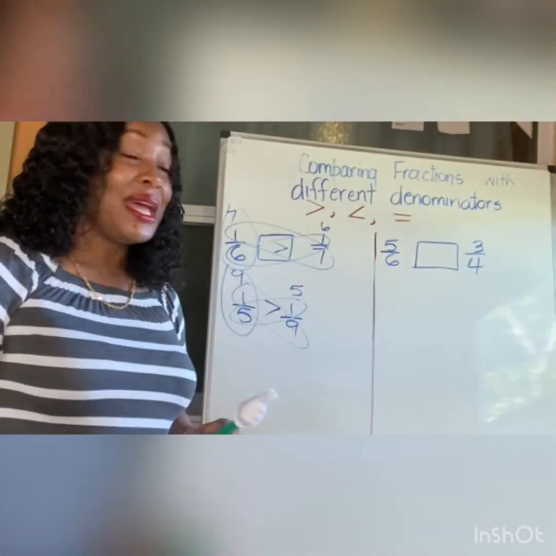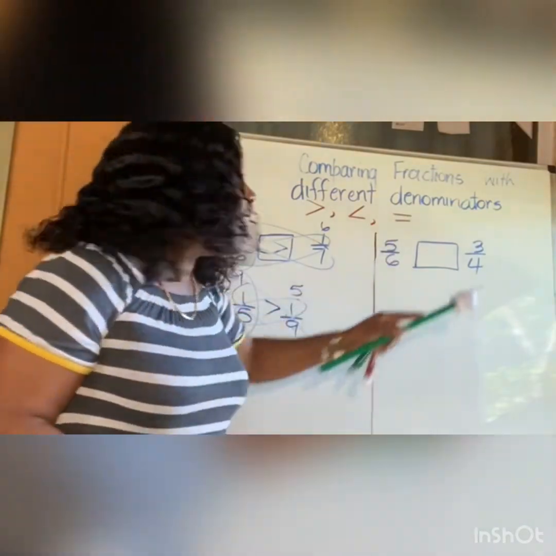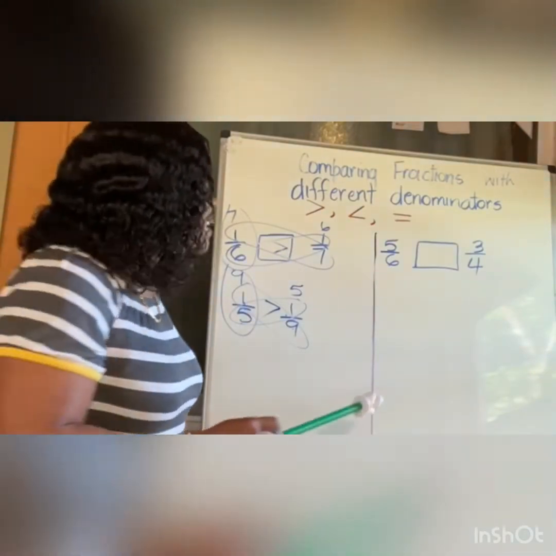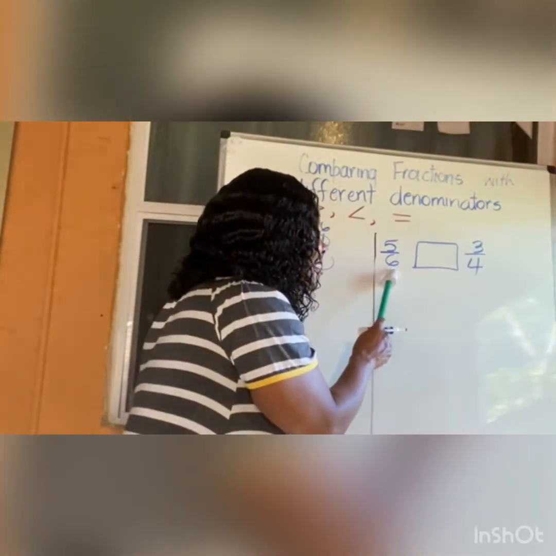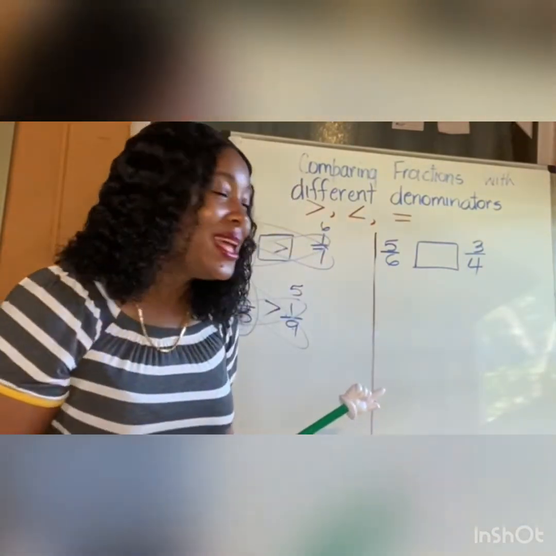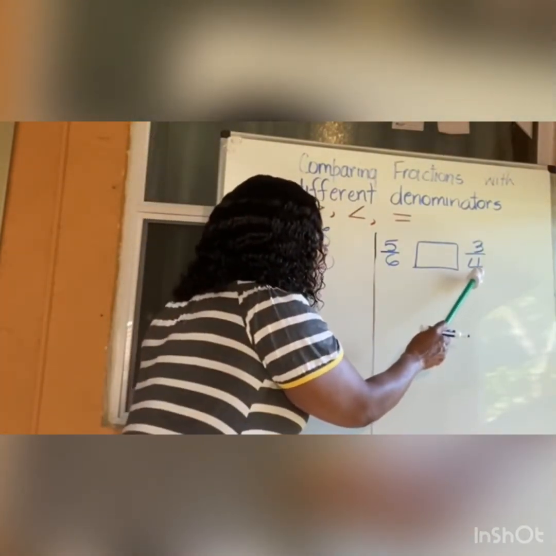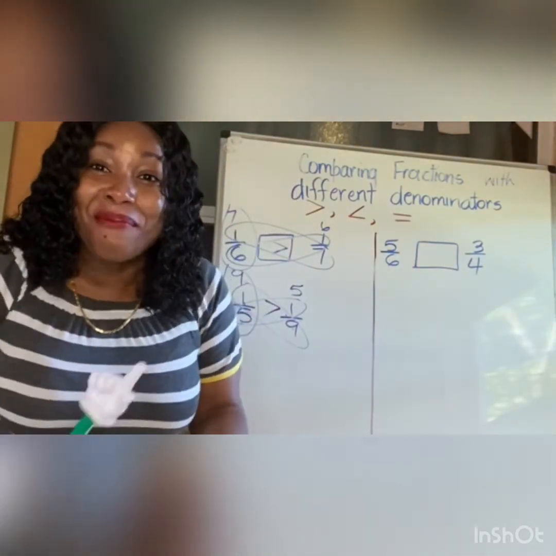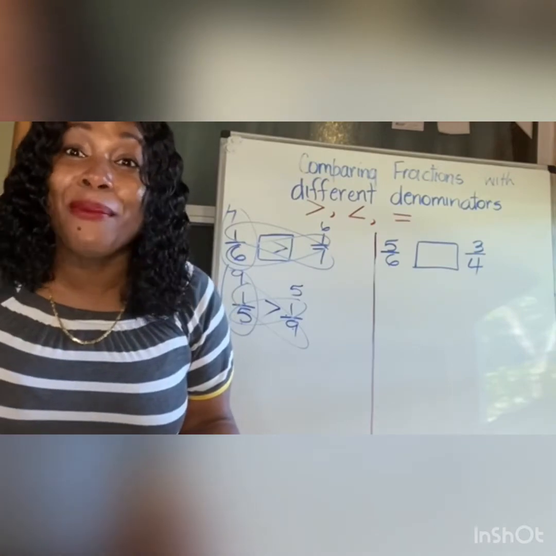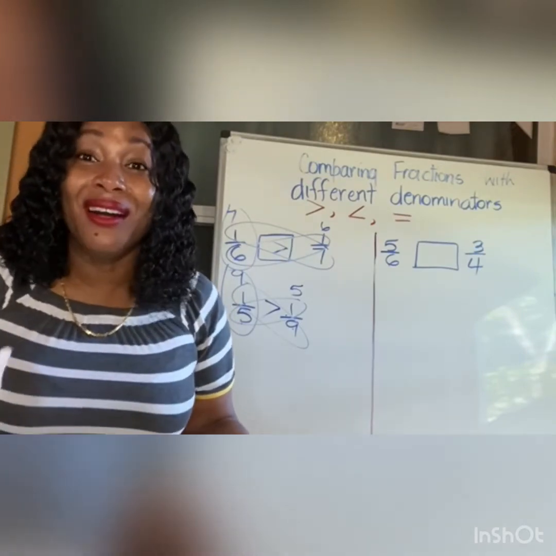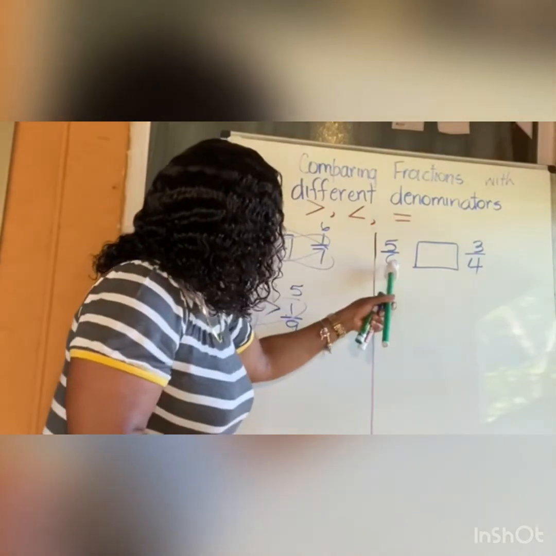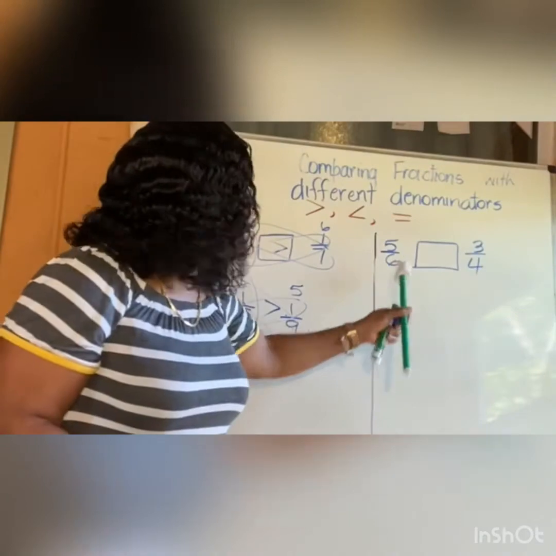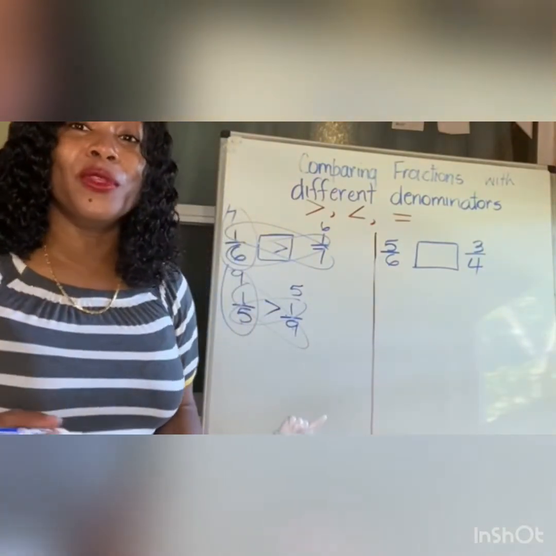So this time I have 5/6 and 3/4. Before, we were asking ourselves, is there anything I can multiply by 6 to get 4? No. Is there anything I can multiply by 4 to get 6? No. So if I need to rename my fractions, I'm going to have to rename both of them, because this cannot be multiplied to get this, neither can this be multiplied to get this. So I have to rename both fractions.